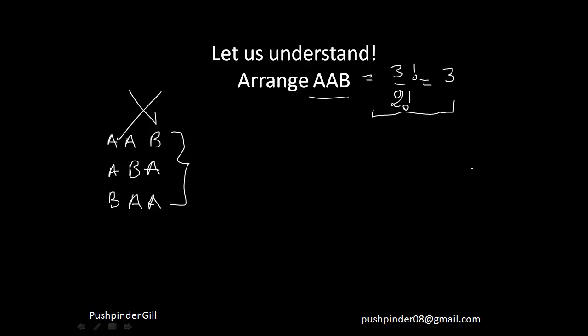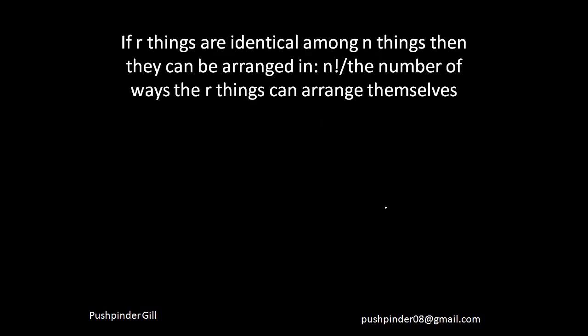Now, I bet you've seen some such questions. But the scope of this concept does not necessarily lie only in arranging words. The scope goes beyond it. So let's see the scope of this concept. Let's see this question. If r things are identical among n things, then they can be arranged in n factorial divided by the number of ways these r things can arrange themselves.